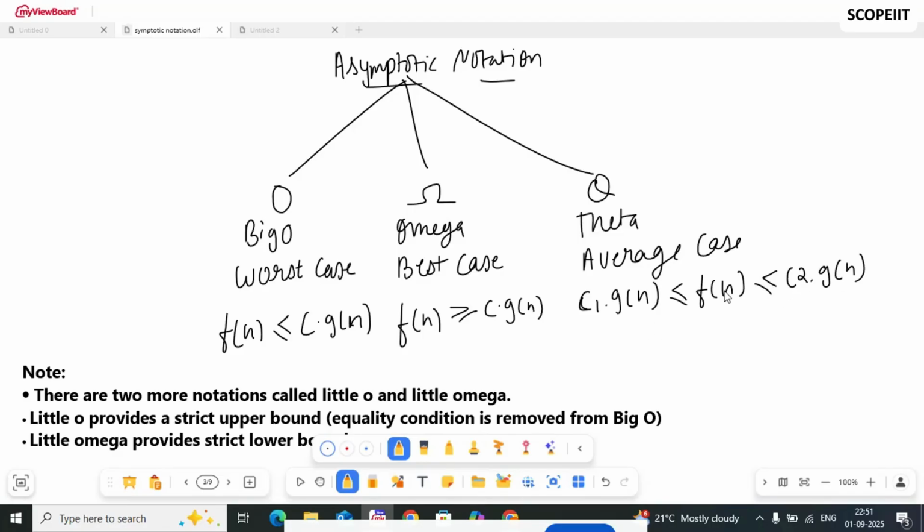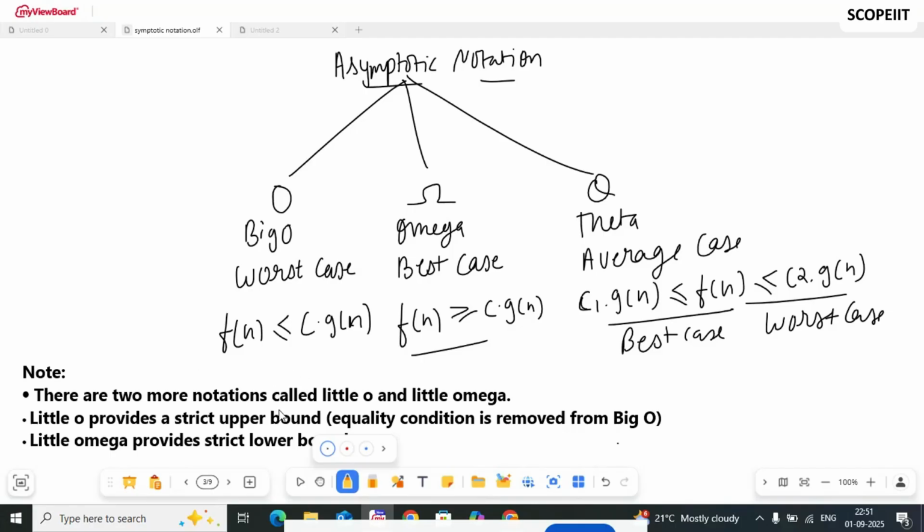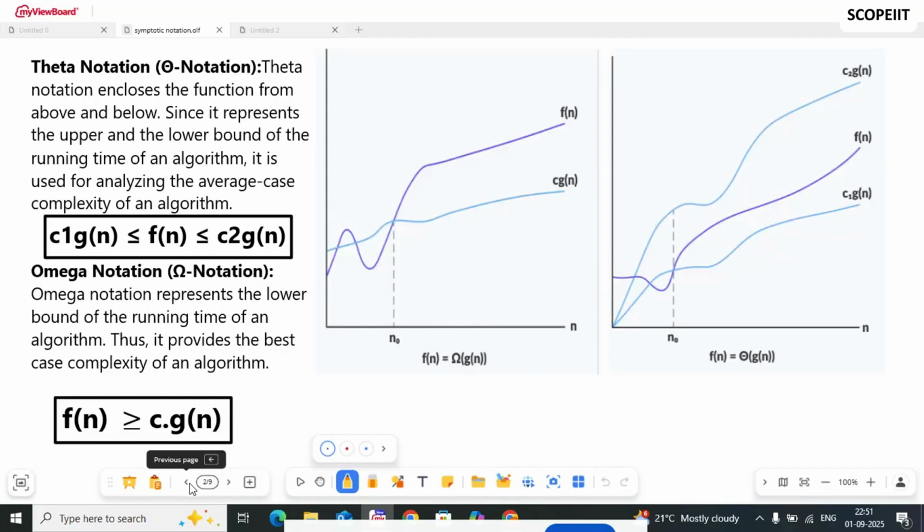Now here you can see f(n) is greater than c·g(n). That means this is which case? Best case. So this is nothing but best case. And f(n) is less than c·g(n), so this is nothing but your worst case. Your average case is nothing but a combination of your best case and worst case. I hope it's clear.